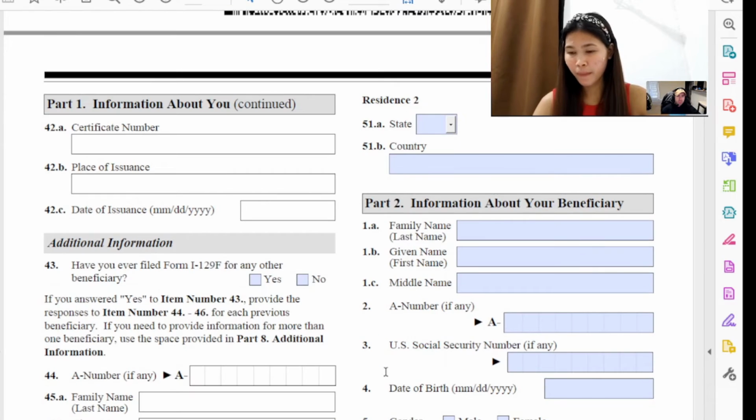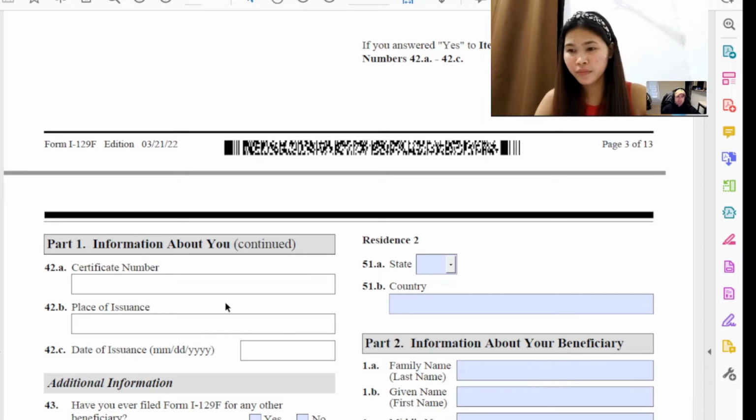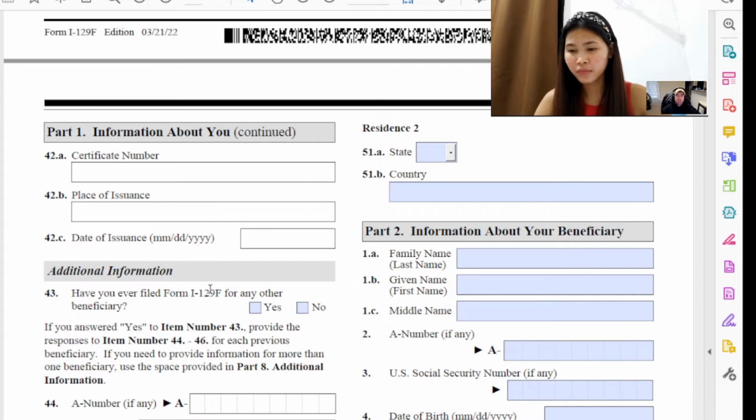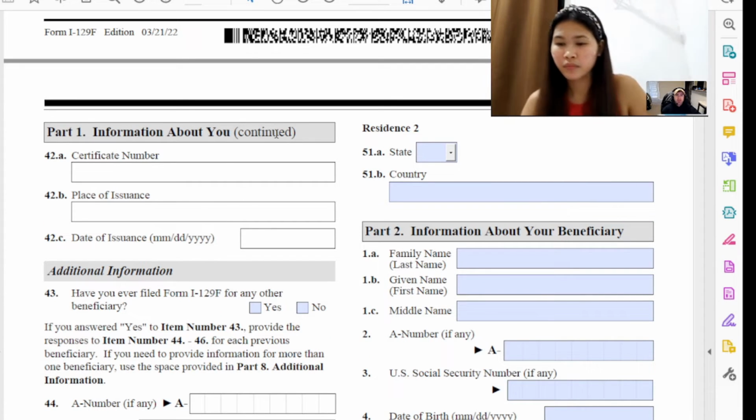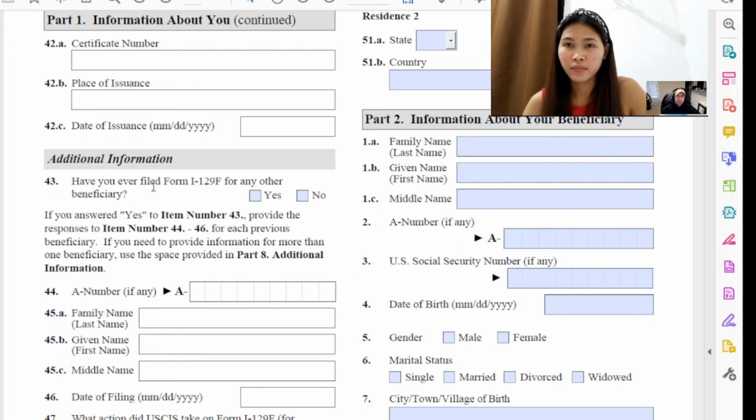So again, more information about you, and basically it's going to ask about naturalization and citizenship. So for here it would be NA for me, NA. Additional information: have you ever filled the 129F out before? Any other beneficiaries? Have you applied for before or no? For me it'd be no.